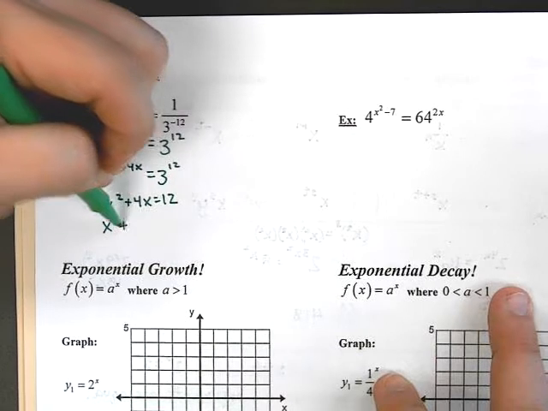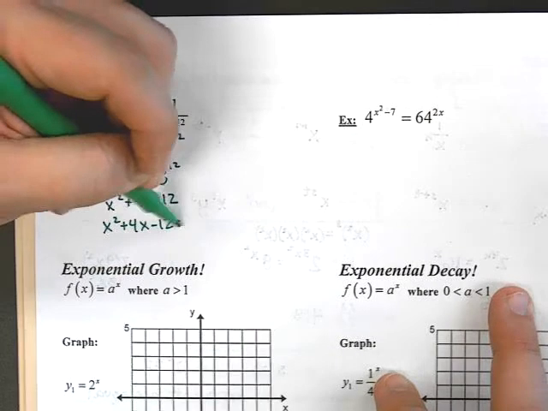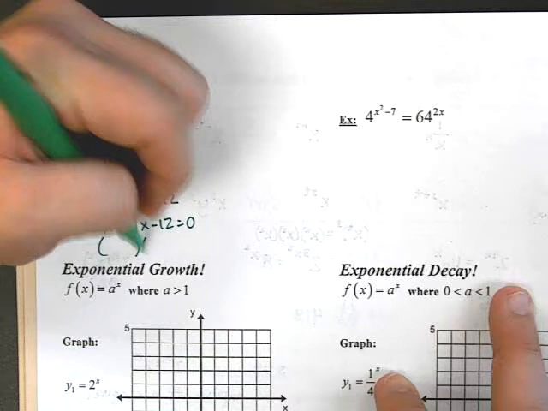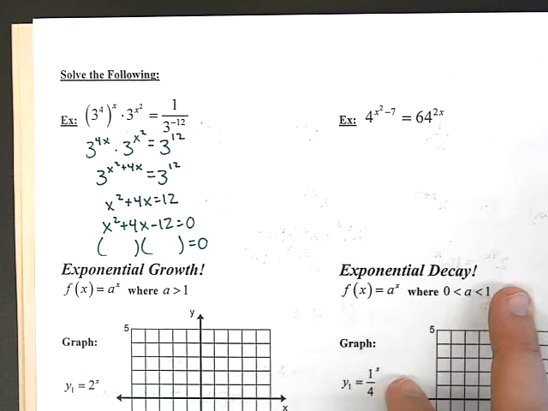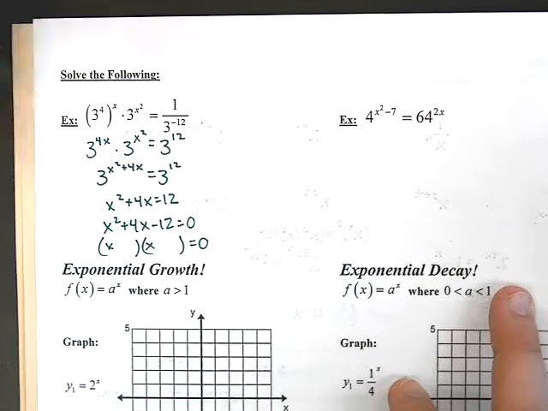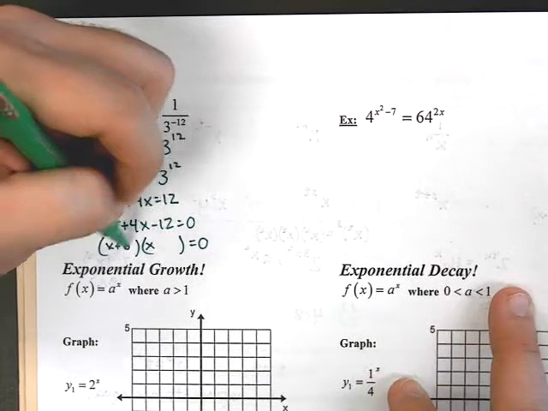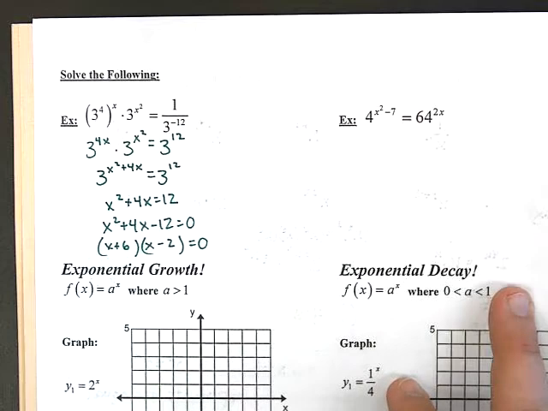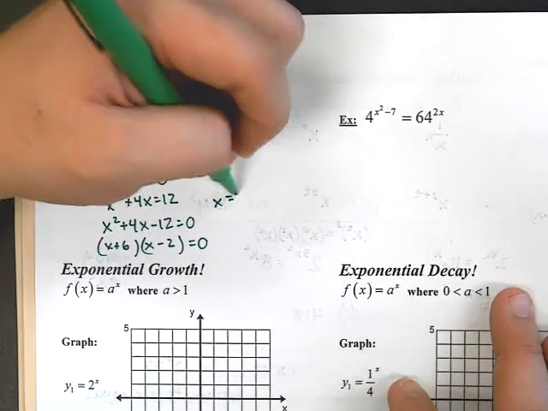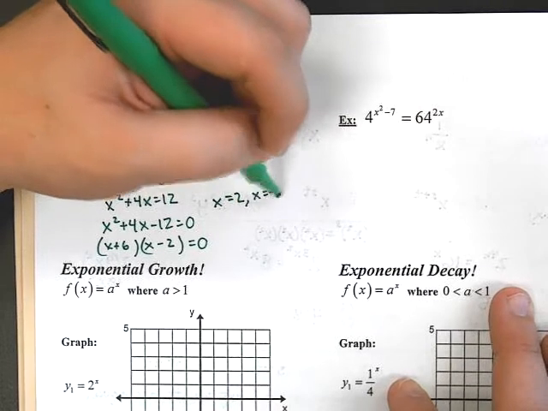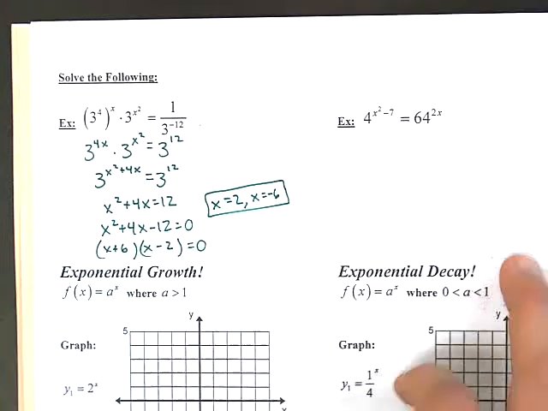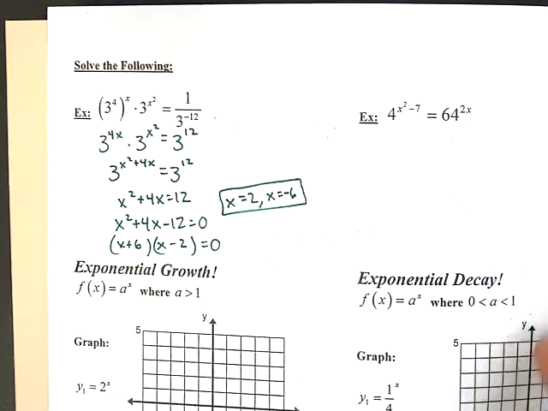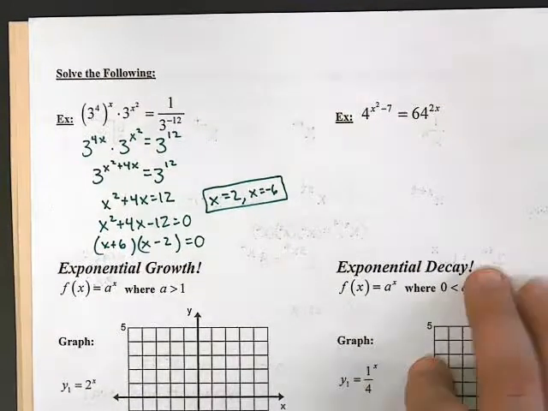Keep going. I can factor this one, right? What do we got? x and x plus 6 minus 2? Okay, good. So x equals 2, x equals negative 6. You guys got this. This is easy. We can do all this.